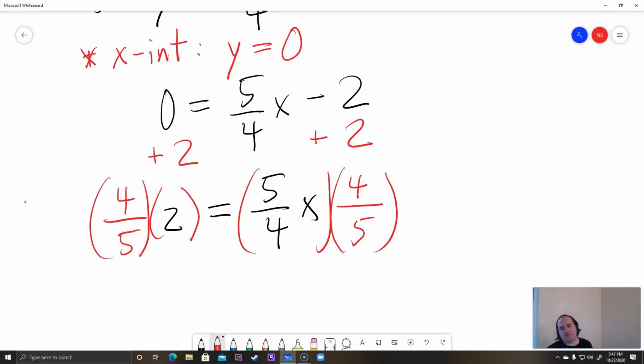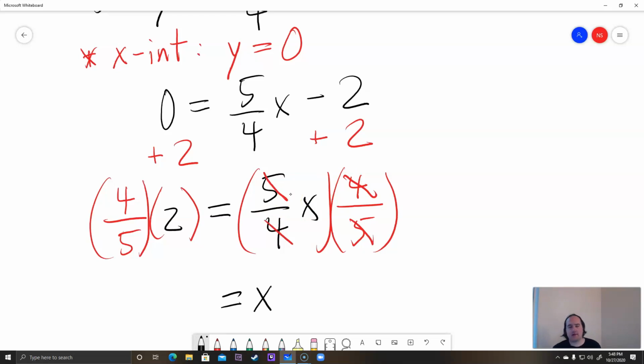And a lot of people hate fractions, so I figured I'd do one with fractions so that you're good for your homework. Okay, so what happens is when you multiply by the reciprocal, which means you flip it over, on the right side, the 5 on the top and the bottom and the 4 on the top and the bottom are both going to cancel out. So that's why you want to multiply by the reciprocal. So therefore on the right side we're just going to have x.